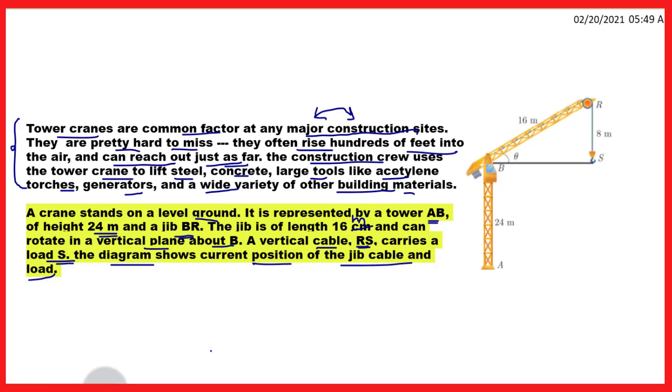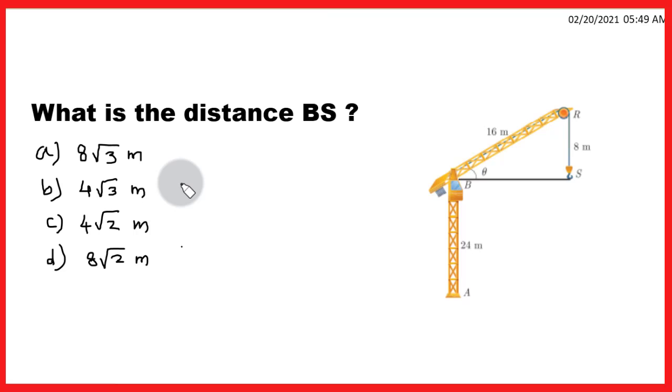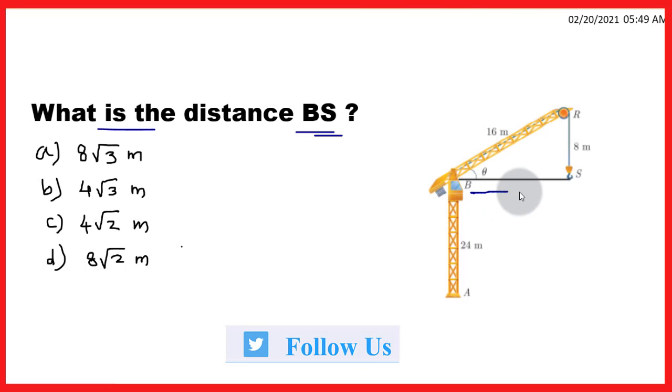Now move to the first question of the case study based question. Here it is asked: what is the distance BS? We have to find this distance. How will you find it? This is a right angle triangle, because this is a straight line and this is making an angle of 90 degree, and therefore by applying the Pythagoras theorem we can find the length BS, or the distance BS. So here we will apply the Pythagoras theorem.